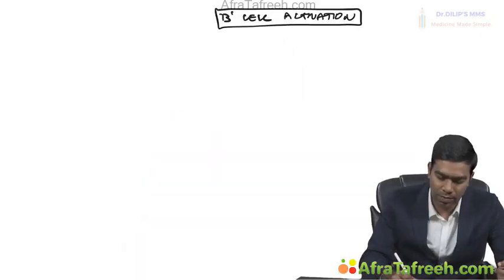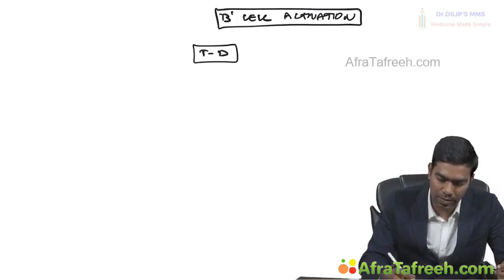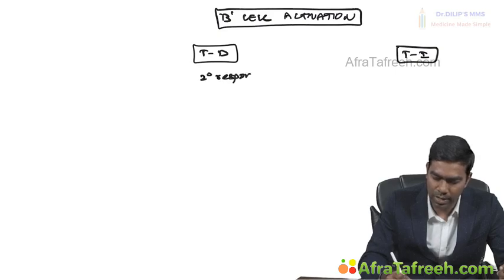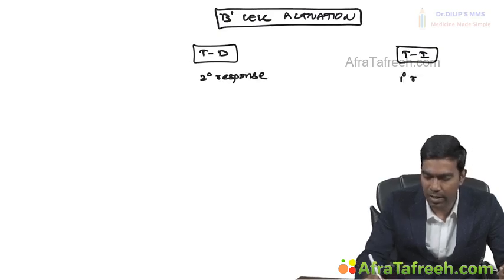So let us see what are the differences. First, let me tell you the T dependent activation here. Then I can tell the T independent activation. T dependent activation we also call a secondary response, and T independent activation we also call a primary response. I told you the reason already.